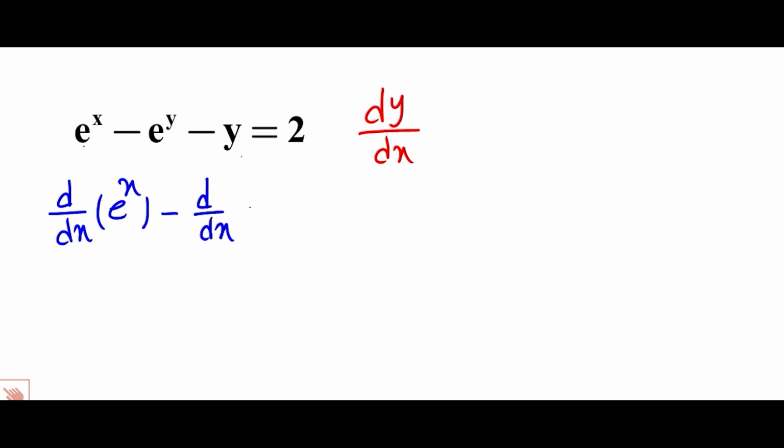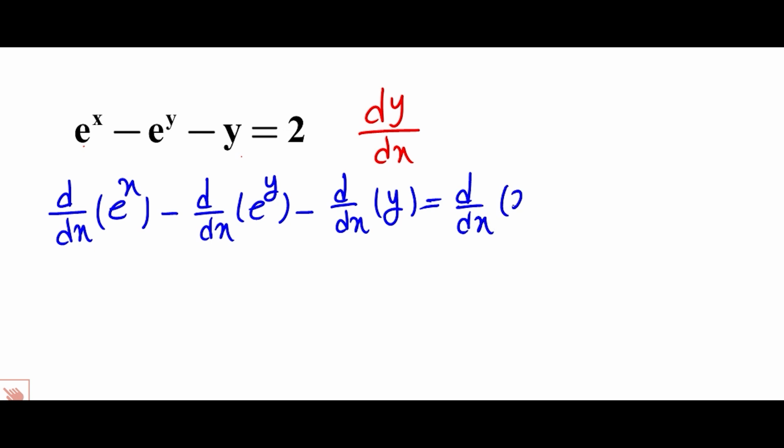Number 3: e to the x minus e to the y minus y equals 2. We want to find dy/dx in this equation. Since y depends on x, we use implicit differentiation. So step 1, take the derivative of each term one by one. The derivative of e to the x, minus the derivative of e to the y, minus the derivative of y, equals the derivative of 2.